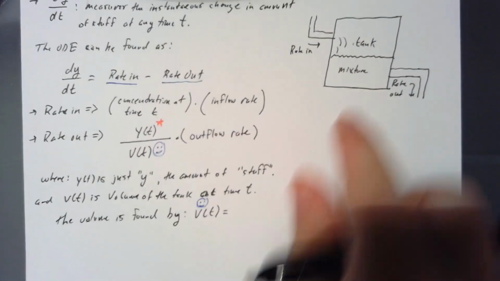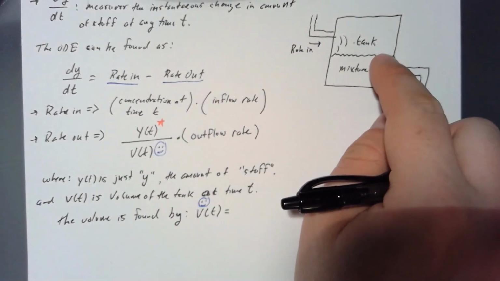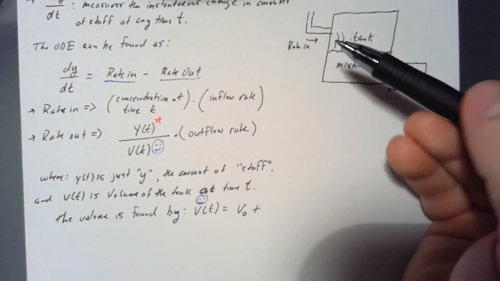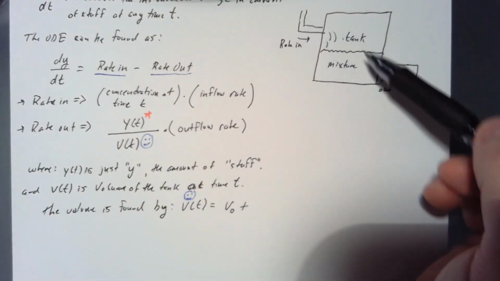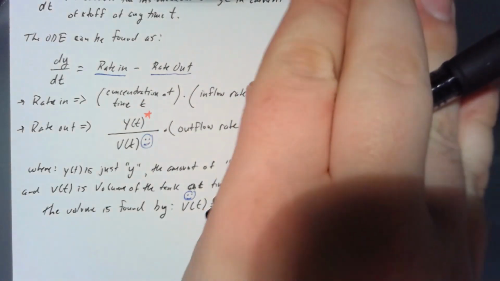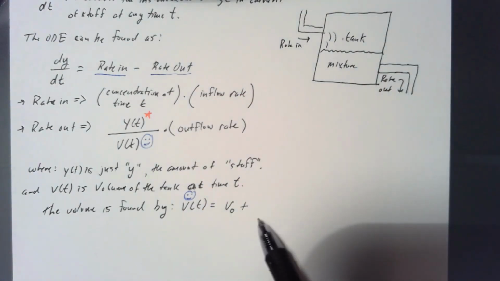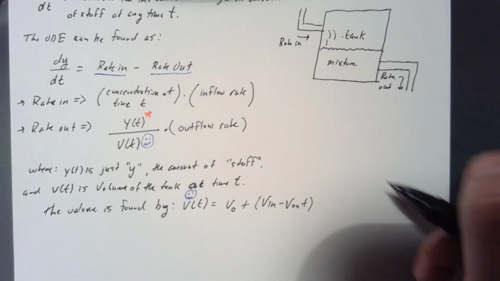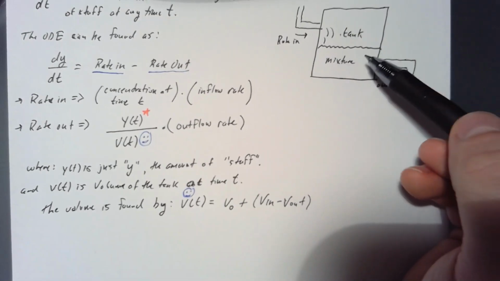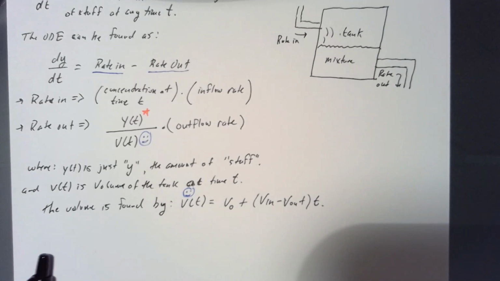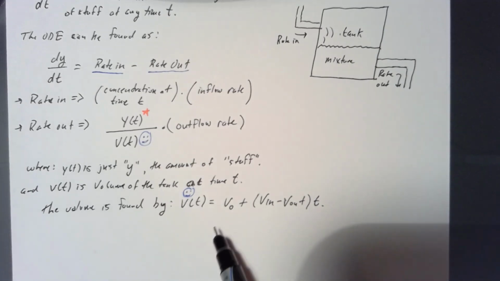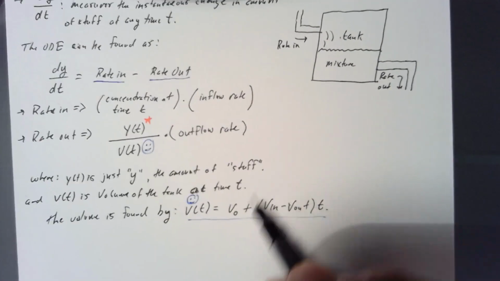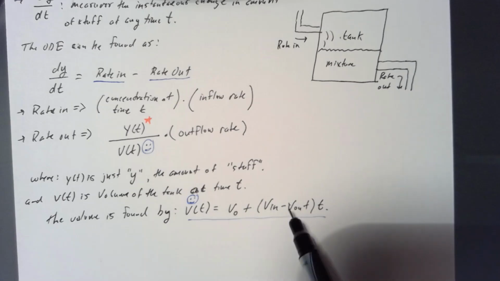So that depends on how much is in there initially, right? So it's V sub 0 plus how much is coming in and how much is leaving. So that's going to either make it go up or go down. So that's going to be plus that term, which is V in minus V out, multiplied by t. So that right there is smiley face.